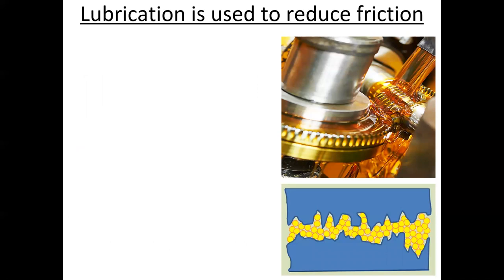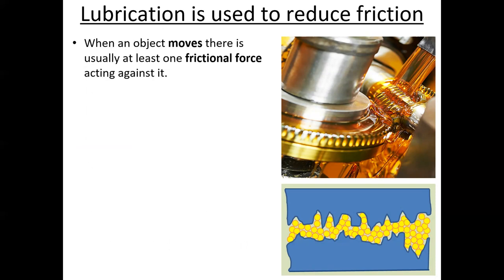Now, machinery and mechanical equipment of all types require lubrication to protect their components from detrimental effects of friction. So when an object moves, there is usually at least one frictional force acting against it. This results in energy in this system being dissipated.